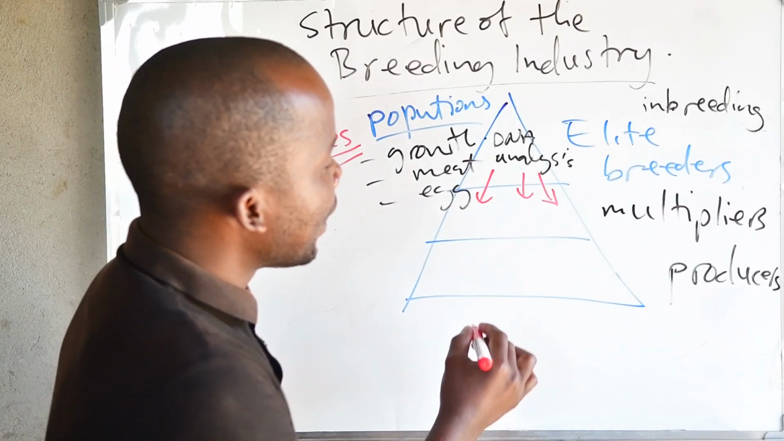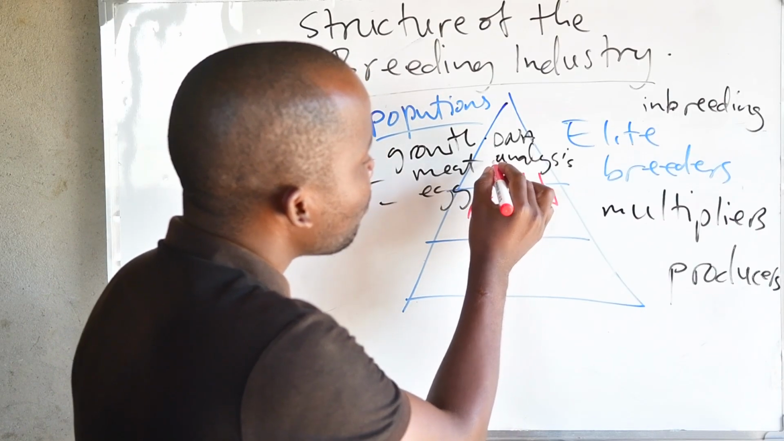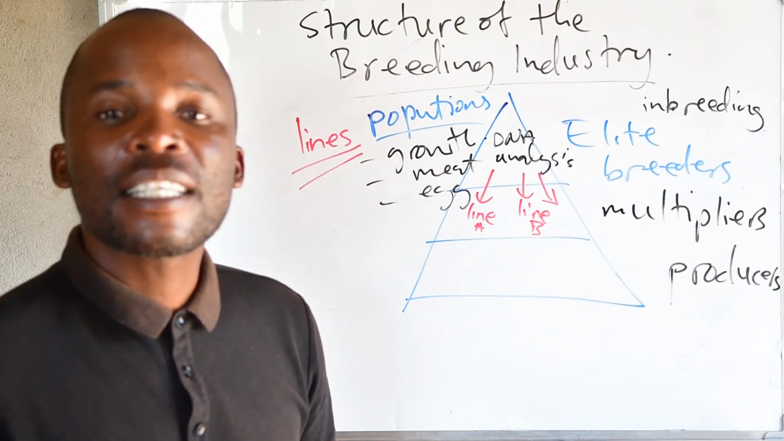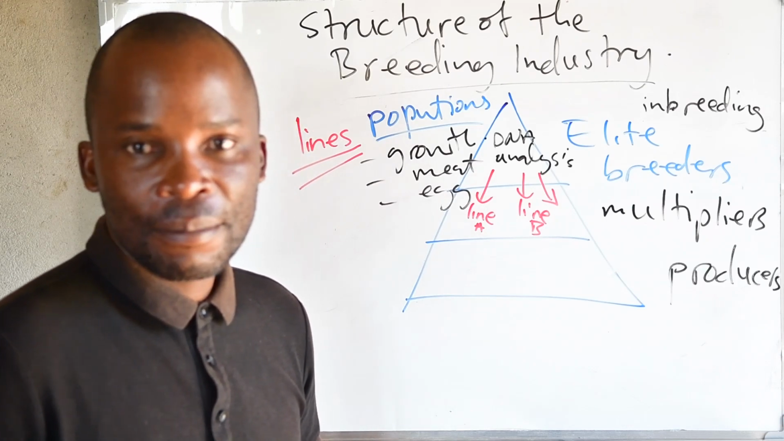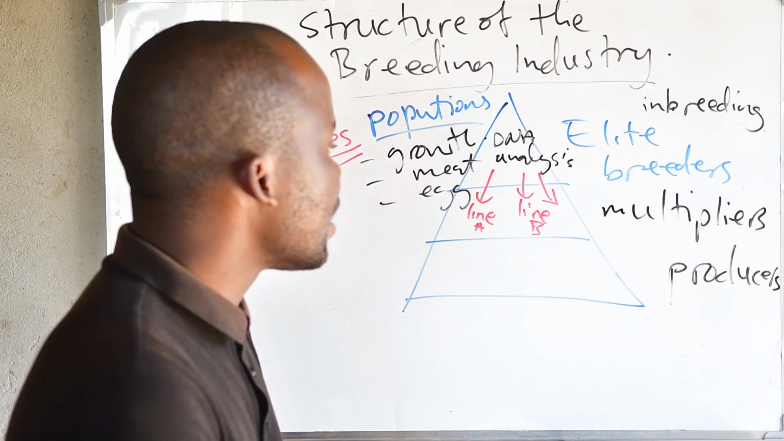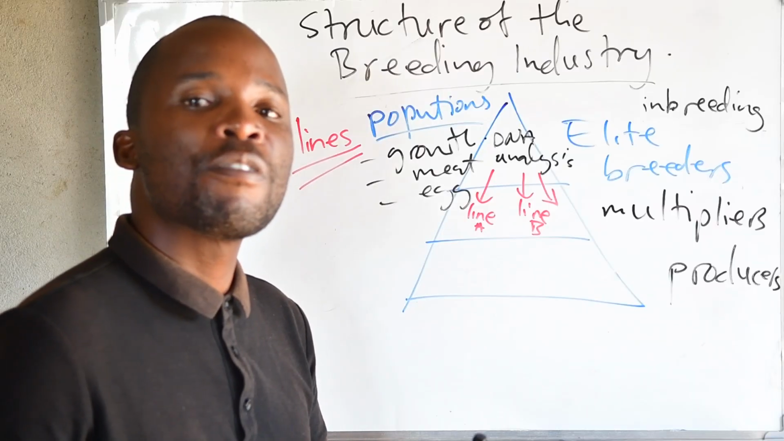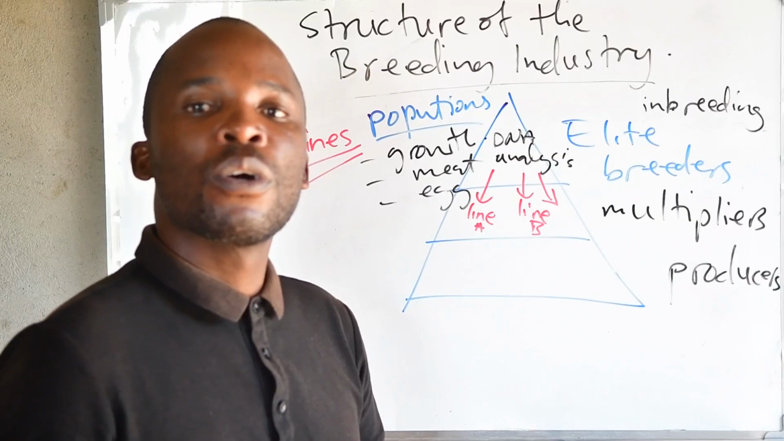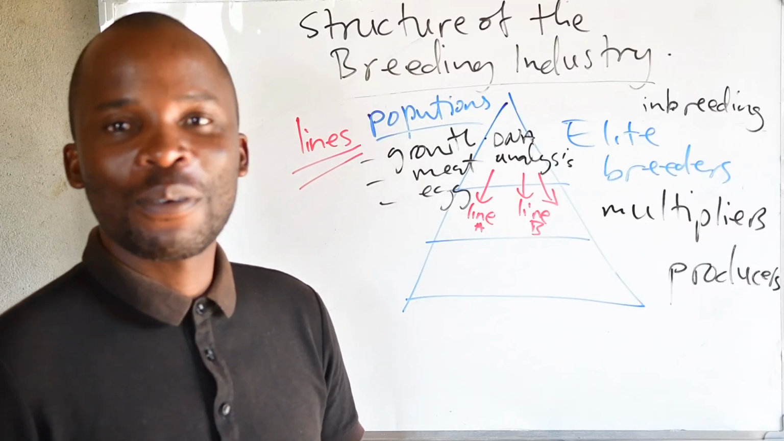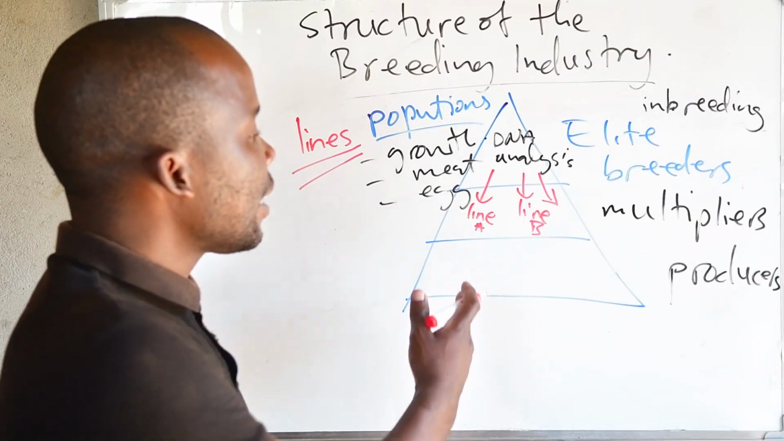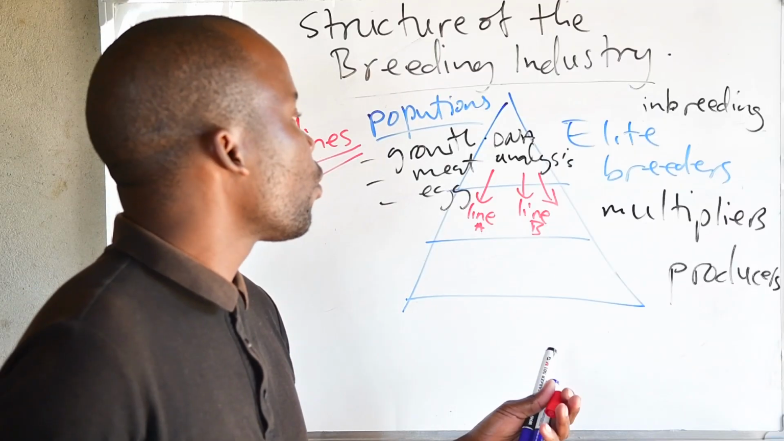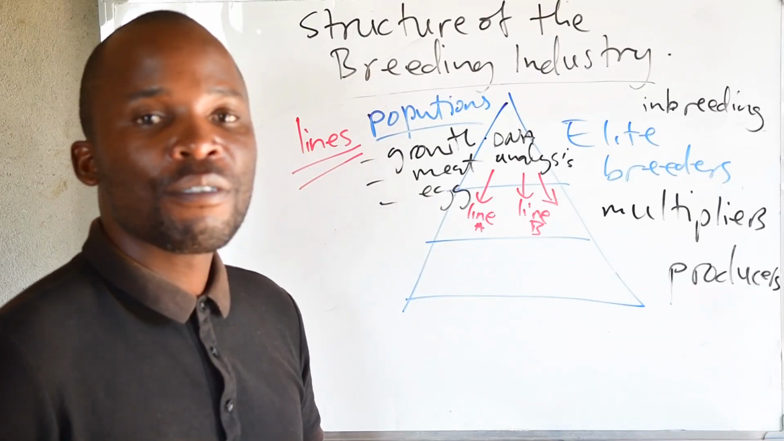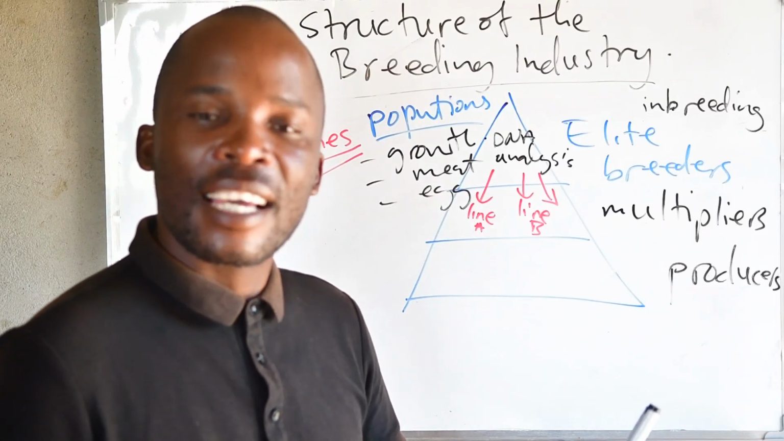Alright, so here they can buy line A. From here they can get line A, line B, line C. So they can get many lines there. Let's just say line A is for female animals, let's say for hens. Then line B is for cockerels, the male animals. Now, line A has the characteristics for, let's say, meat quality. Line B has the characteristics for, let's say, egg color and egg size.